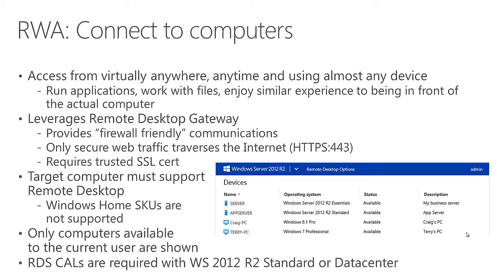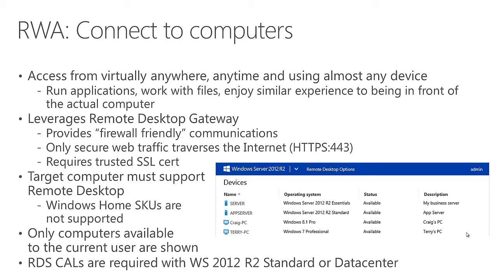If you sign in as the administrator, you'll see all the computers in the environment. But for example, here in the screenshot you can see Craig's PC. If Craig logs in, he'd only see his own PC. He wouldn't necessarily see Terry's PC if he doesn't have permission to connect to that.